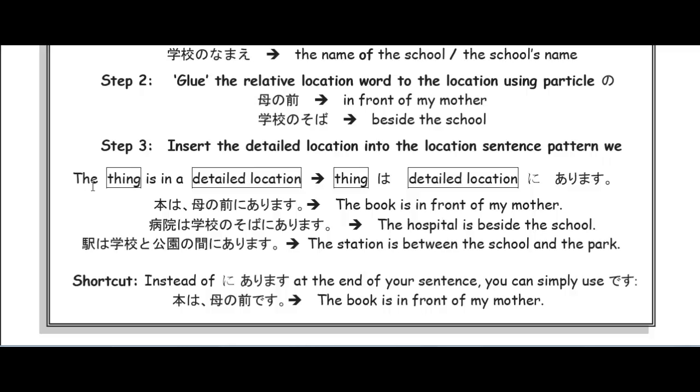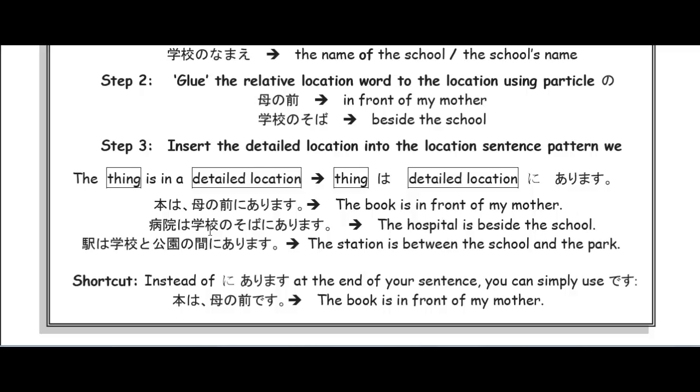So the pattern we've got is the thing is in a place. That's what we've learned. So thing wa place ni arimasu. And this time we're going to use a detailed location, not just an ordinary place. Hon wa, as for the book, haha no mae, in front of my mother, ni arimasu. It is at, in front of my mother. So the book is in front of my mother.